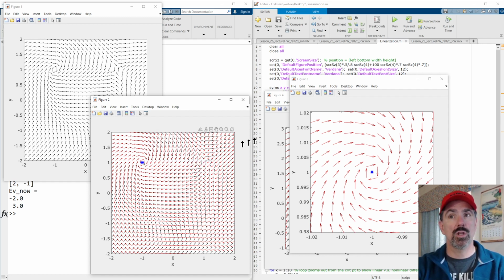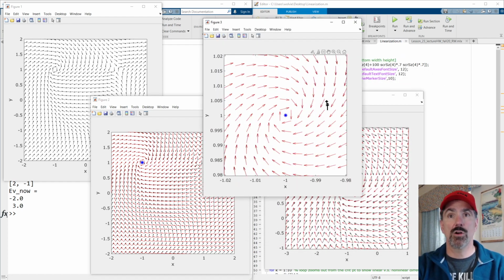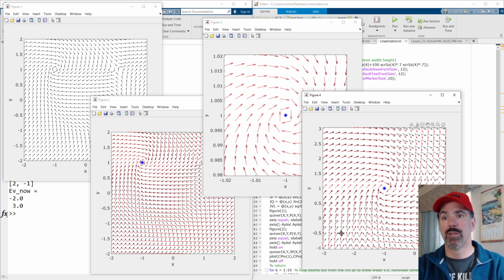As long as we're close, that's what the third picture shows us: this linearization does a nice job of approximating the nonlinear system. However, the farther we move away, we begin to see large disparities between the approximation and the real nonlinear system. That's highlighted in the second and fourth figures here: the farther we move away, the worse that approximation becomes.